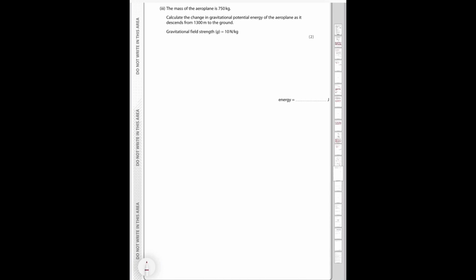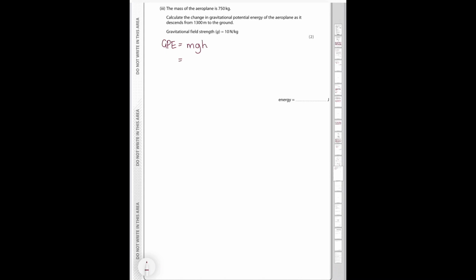The mass of the aeroplane is 750 kilograms. Calculate the change in gravitational potential energy of the aeroplane as it descends from 1,300 meters to the ground. Gravitational field strength, g, is 10 newtons per kilogram. So here is a recall question for the equation that we need to use. So the gravitational potential energy is mass times the gravitational field strength times the height.